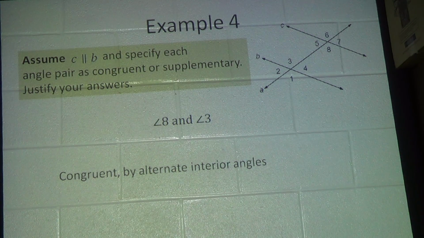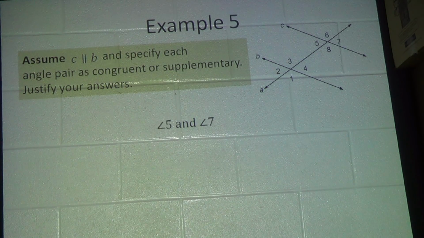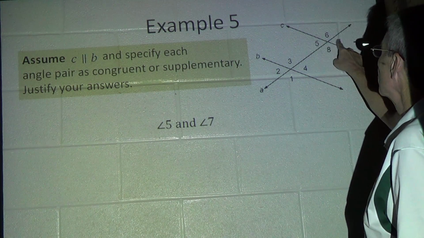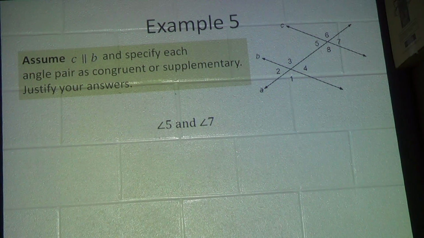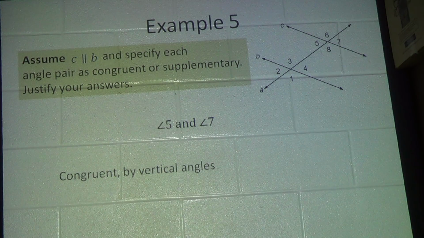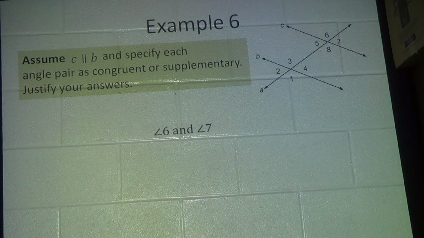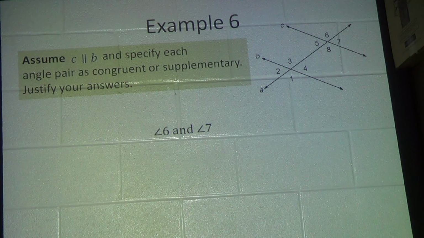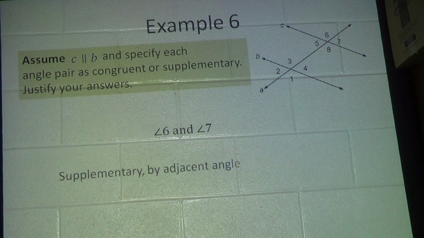Okay, example 5. It's got angle 5 and angle 7. These two are right here, so they're across the vertex from each other, so by vertical angles, they are congruent. Okay, angle 6 and angle 7. These two are adjacent angles, and they're at the intersection of two lines, so that means they have to be supplementary. Okay, because they are a linear pair.